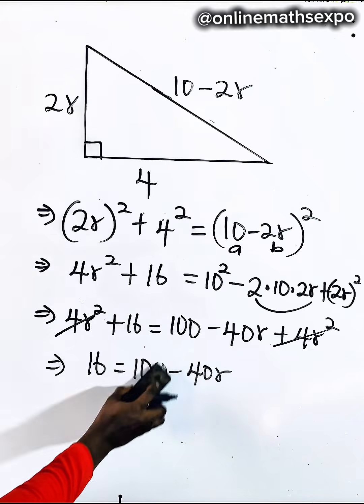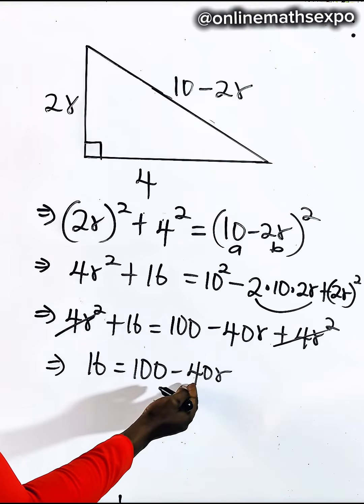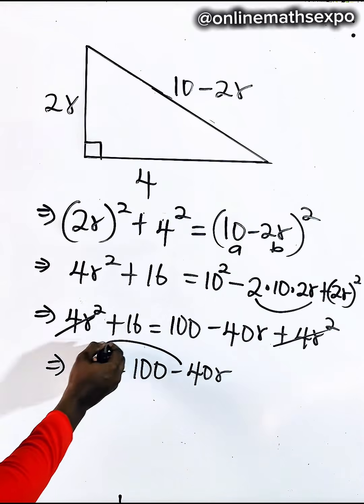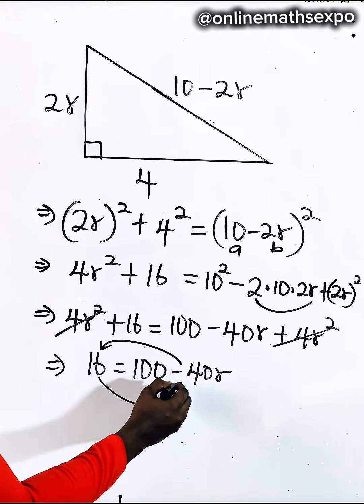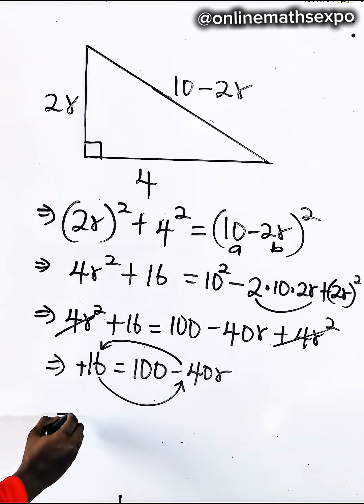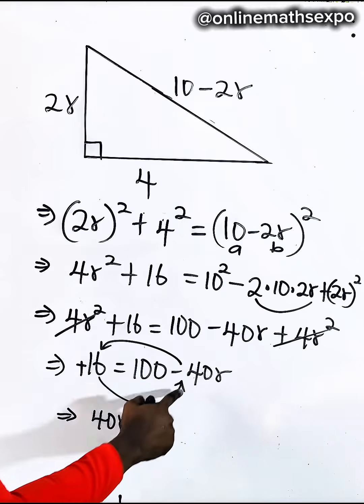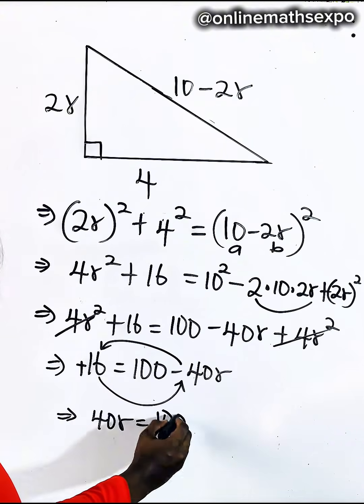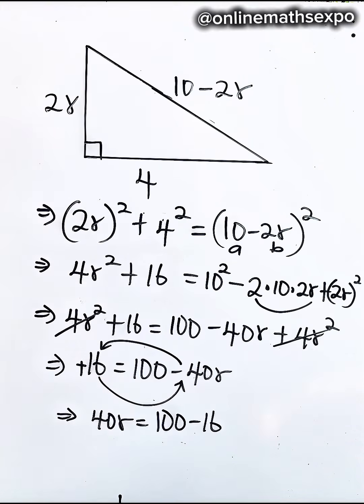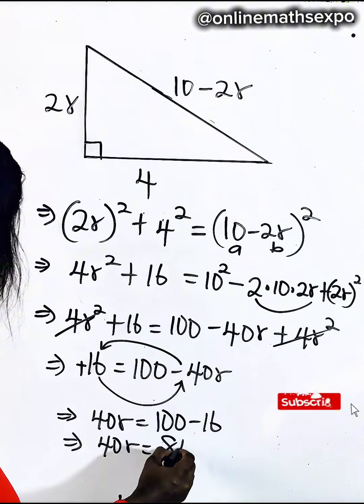What do you do at this point? We are going to collect like terms. So we take this to the left side, and this goes to the right side. It's positive, this is negative. So it becomes 40r equals, take this to the right, 100 minus 16. So we now have 40r equals 84.